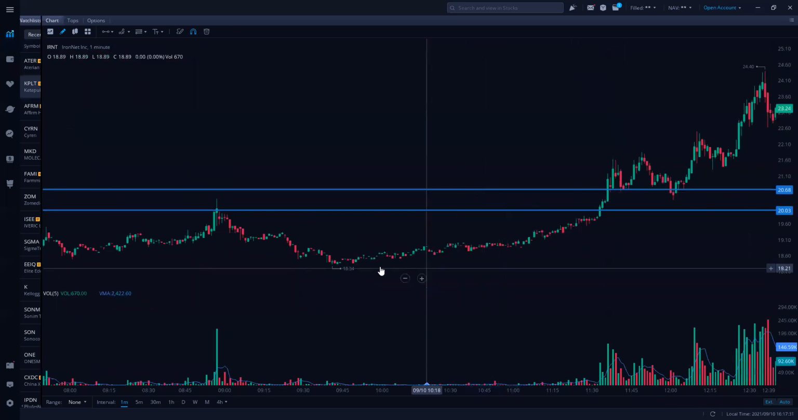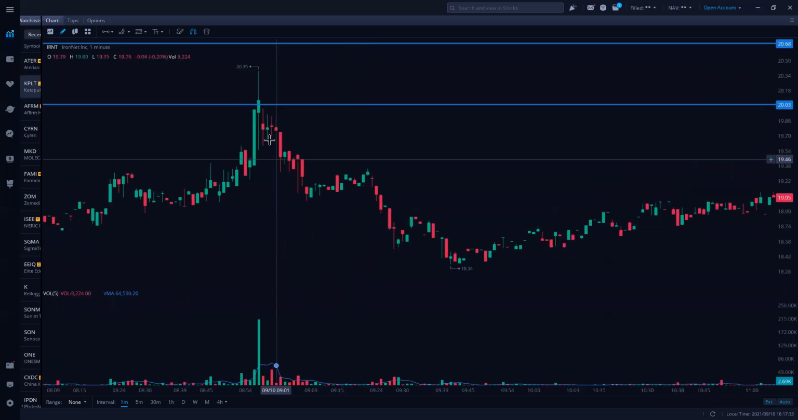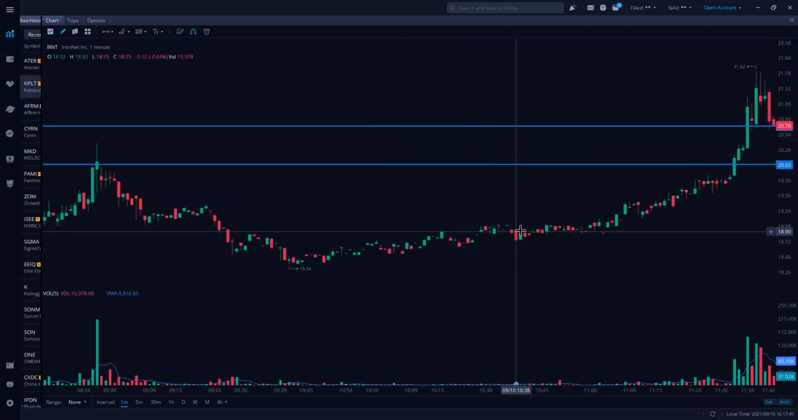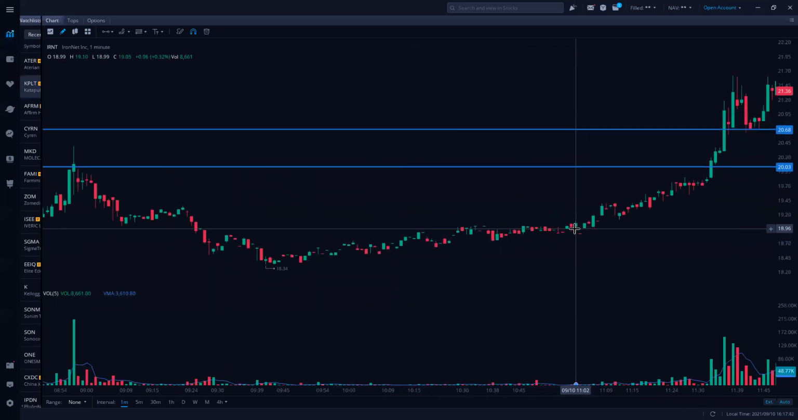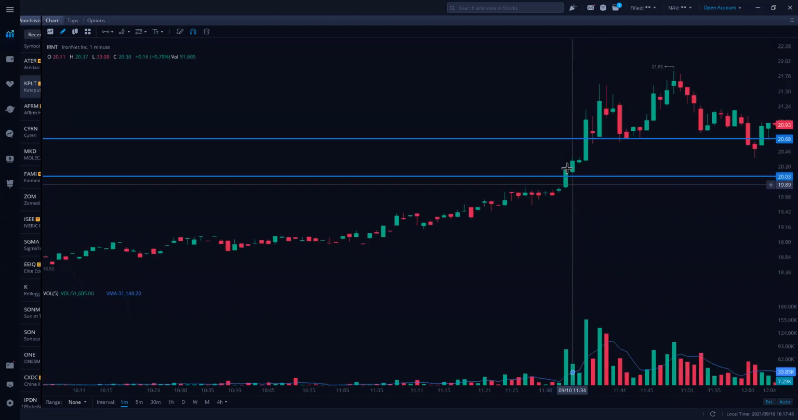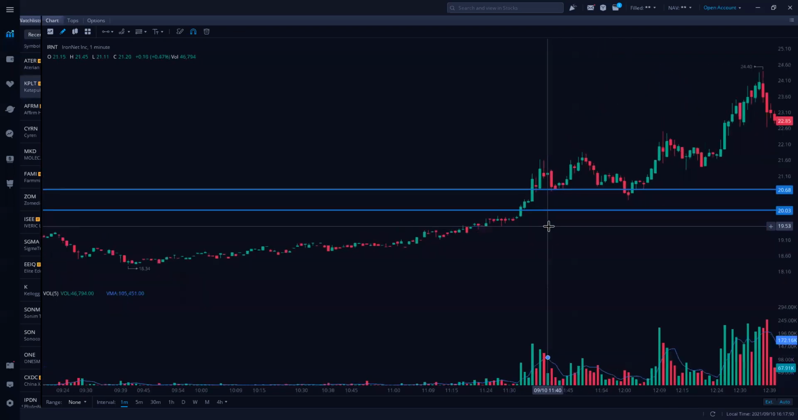But then momentum completely died out. Literally volume died out. It dipped almost $2, and then it just kind of started gaining price, not a lot of volume either. And when no one was looking, when everyone thought it was done for the day, it broke 20, full candle close above it, and it just ripped throughout the day.